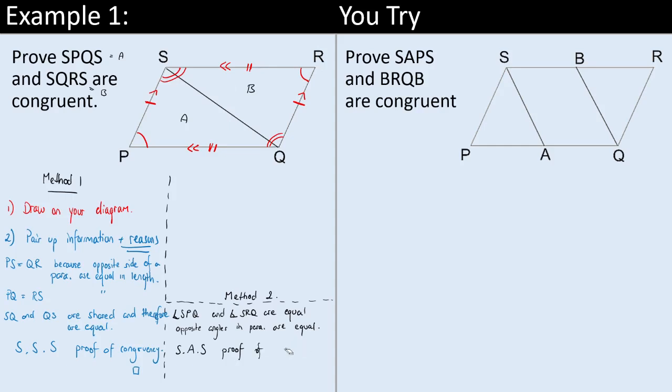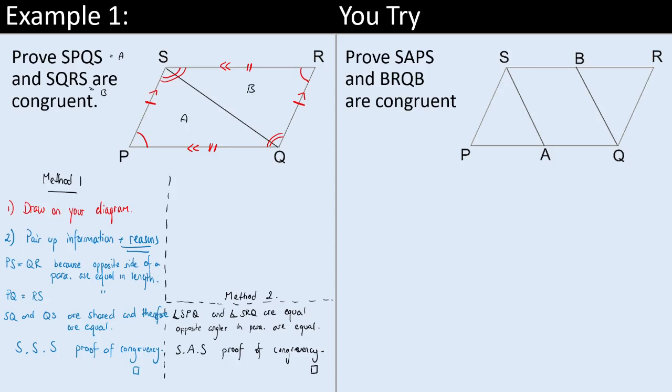Okay? And we can end our proof there. If I could spell. Good grief. Things are going well right now. So yeah, there we go. We have our proof in two different ways for showing that these two triangles are congruent. Okay?